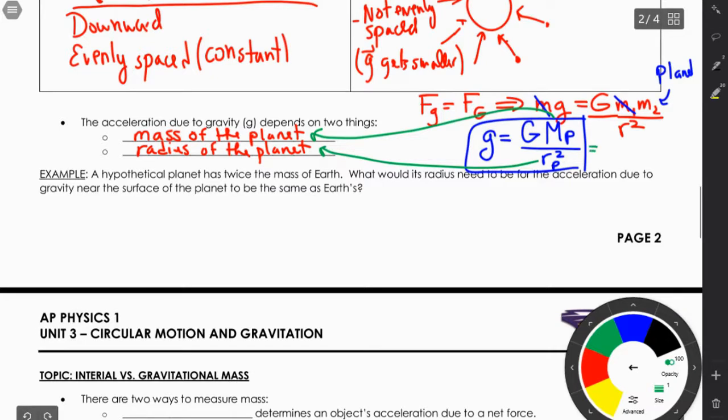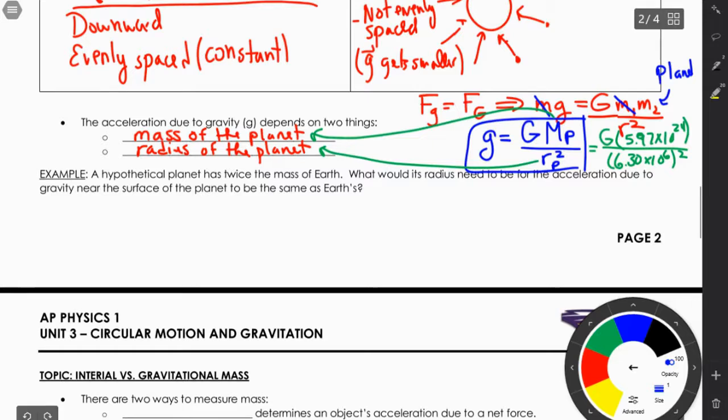And so if you want to do a calculation for Earth, it'd be 5.97 times 10 to the 24th, which is the mass of Earth, divided by 6.30 times 10 to the 6th squared. And when you do that, you're going to get approximately 9.81.